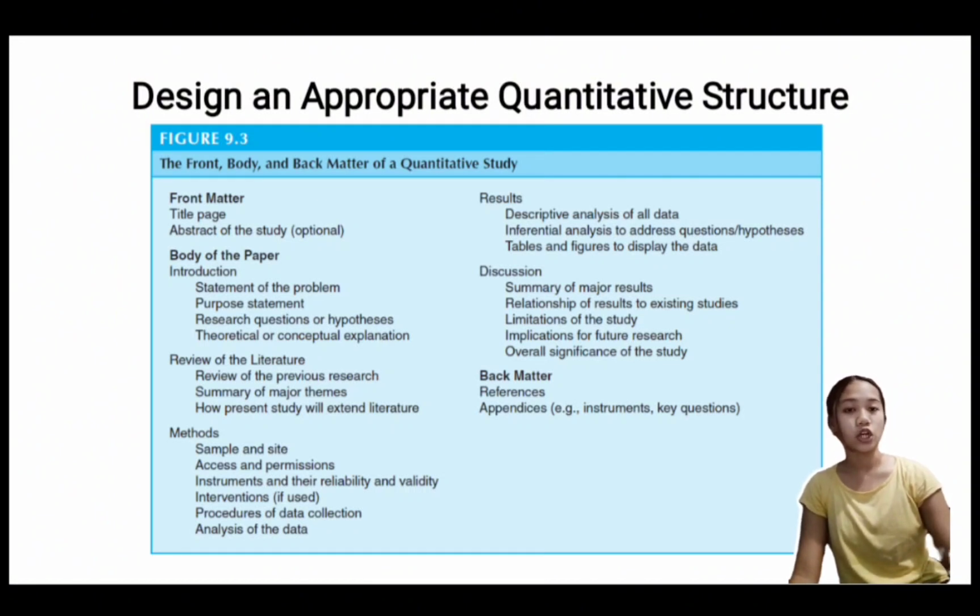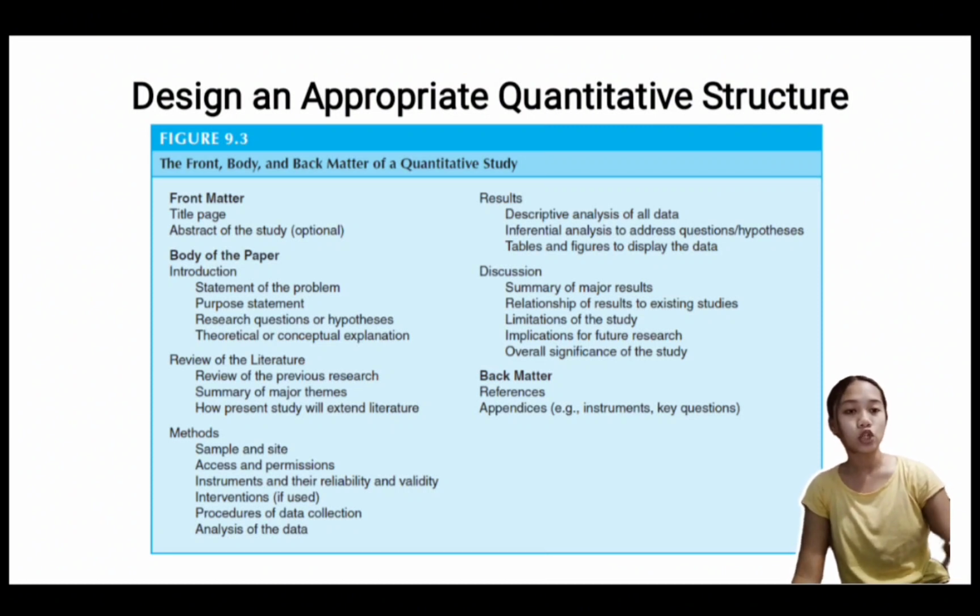Then the discussion. In the discussion, there is a summary of the major results from the tallying of the data and testing the hypothesis. This is also where you will state the scope and limitations of the study. Focus on related subtopics only to avoid unnecessary information.